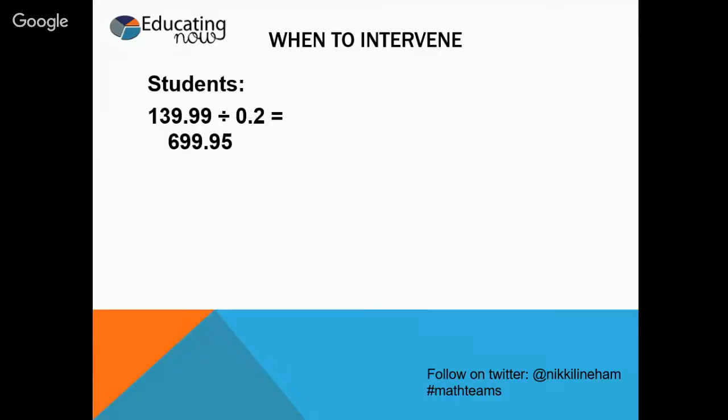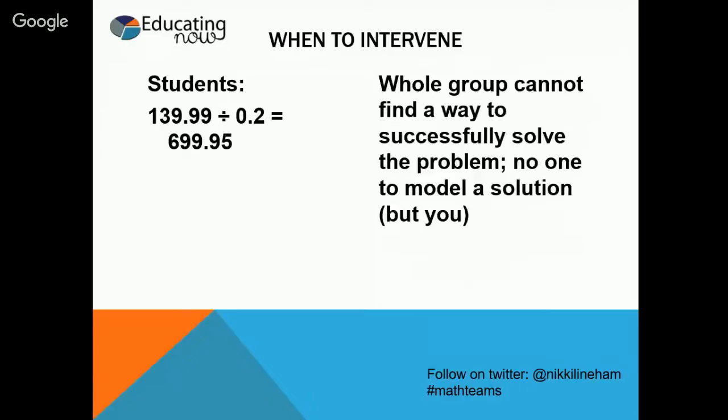This is actually what most of the students did. It was interesting that they knew to turn it into a decimal, but they were dividing. And this is when I knew it was time for me to intervene, because in the entire class there wasn't a single person who could model a solution. Had there been even one team or one student that could solve this and explain why, I would have had them come up and explain, but I didn't have that.